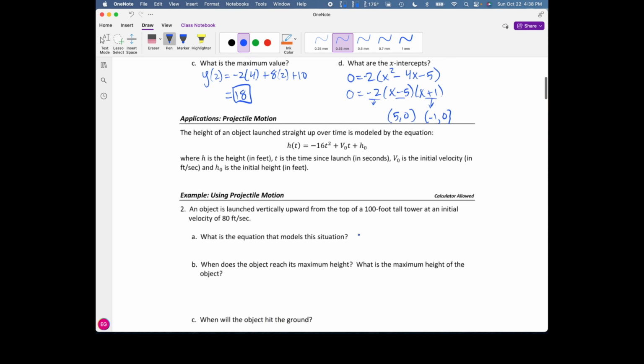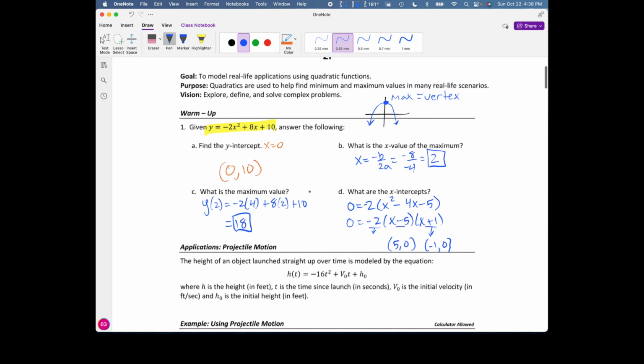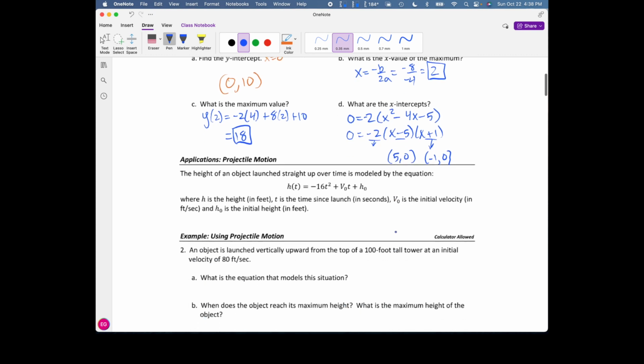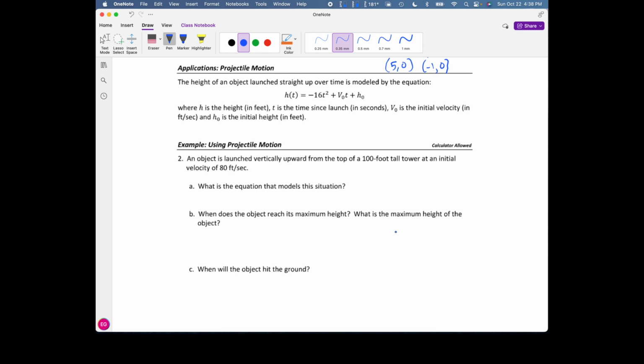All right, so let's get into modeling, and we're going to be using this maximum property and the x-intercept part a ton in today's lesson. So the first thing we've got is projectile motion. Projectile motion is basically when you throw a ball in the air, it travels in a parabola-like shape. You throw it up and it comes back down.